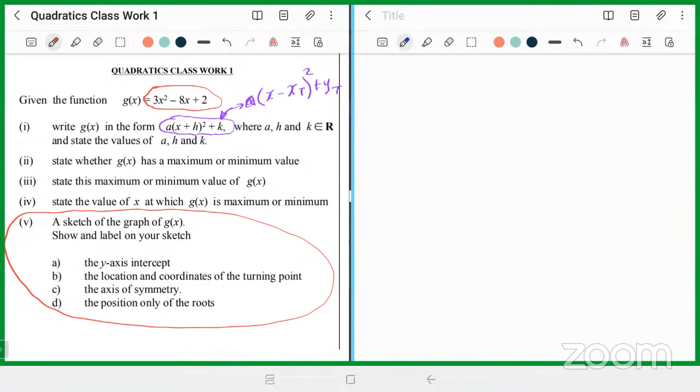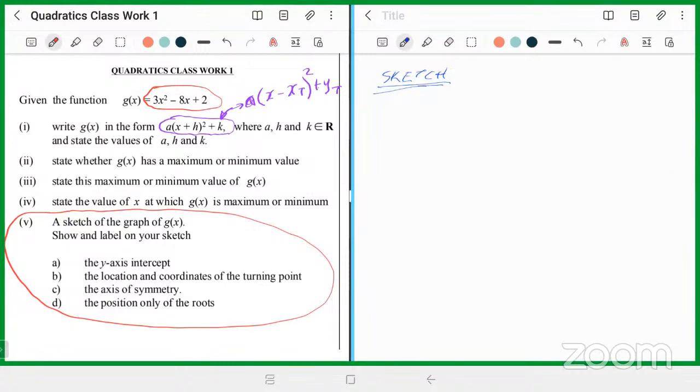What do we consider for the sketch? All right, so to do the sketch, we need some information. It's just a sketch, so we're not looking for accuracy. We just need to show the shape of the graph and the critical information in terms of where it turns and where it intersects the y-axis and so on.